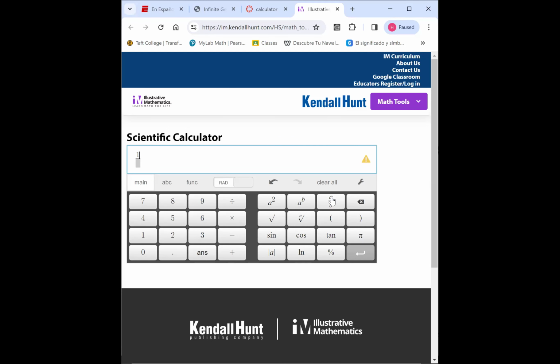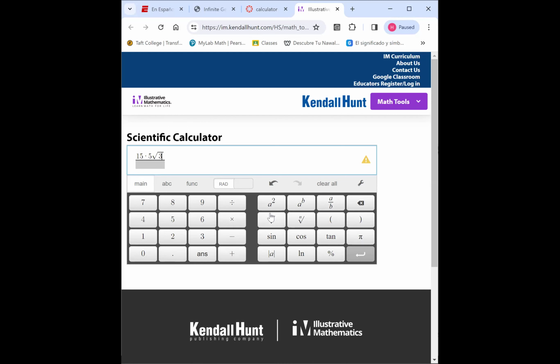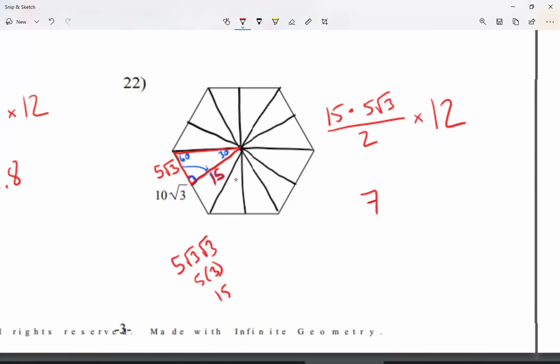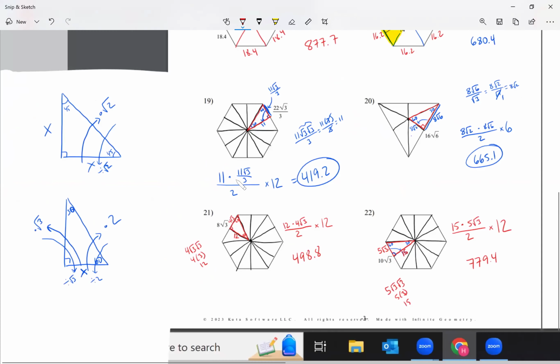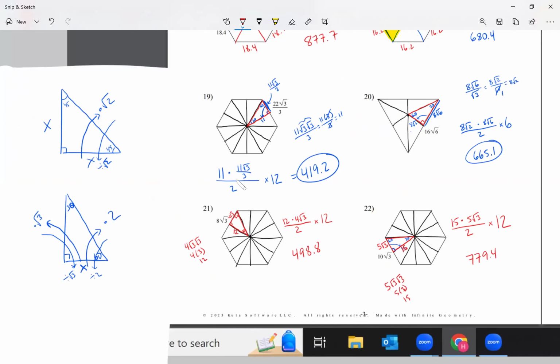And get 15 times 5 radical 3. But I'm going to have a 2. Let me click outside of the fraction. Times 12. And it says 779.4. So my answer will be 779.4. Make sure you remember how to do special right triangles.